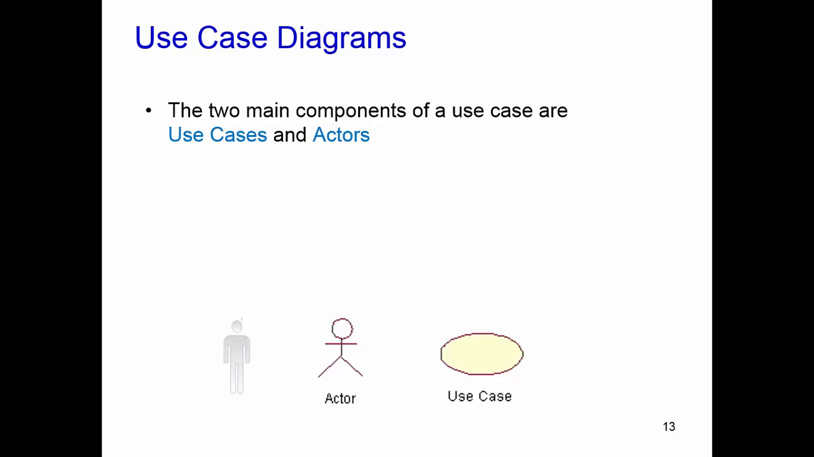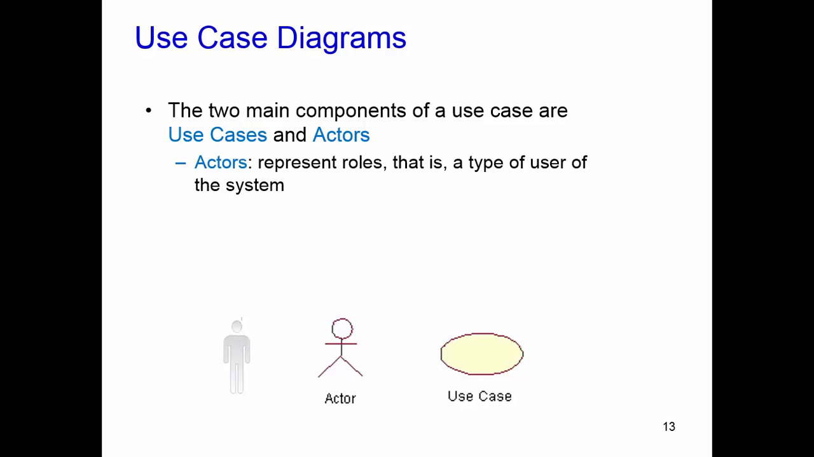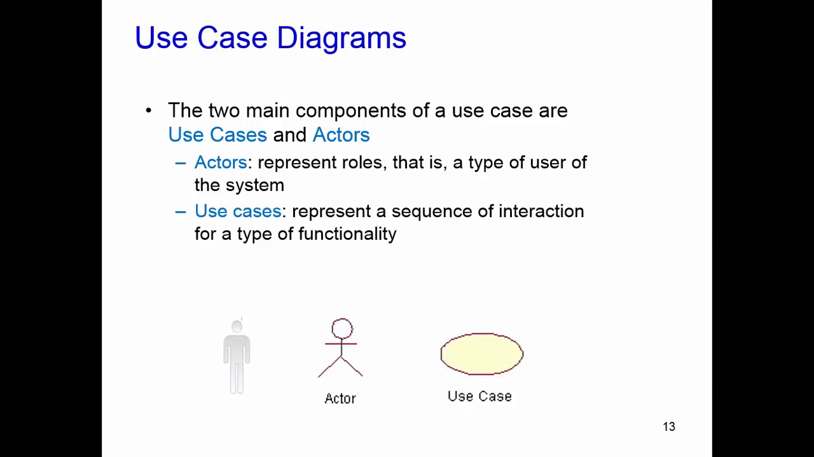Two main components of a use case diagram are the use cases and the actors. Actors represent roles, that is, the types of users of the system. We talked about the example of the HVAC system in which you have the AC and the heater, and how the actors work interacting with the operations of these two main things. Use cases represent a sequence of interactions for a type of functionality. And the actors are the ones who trigger the use cases.